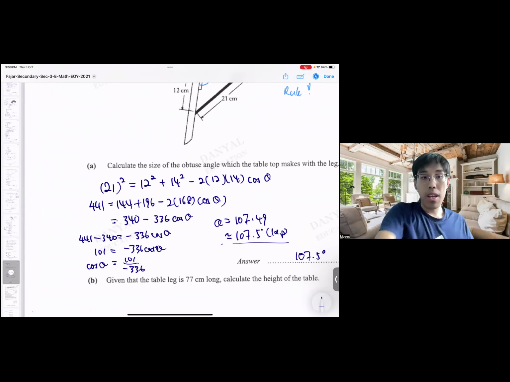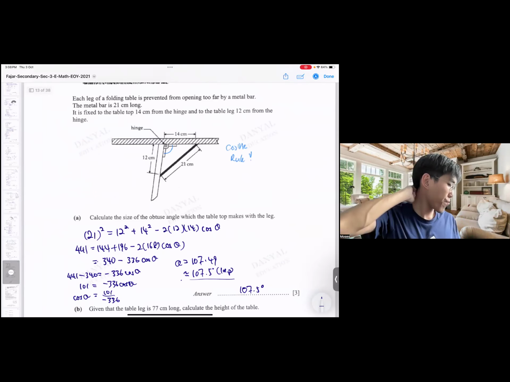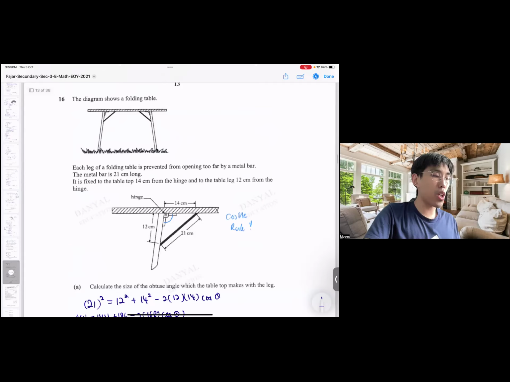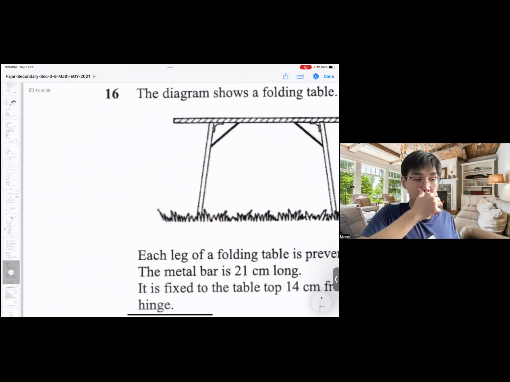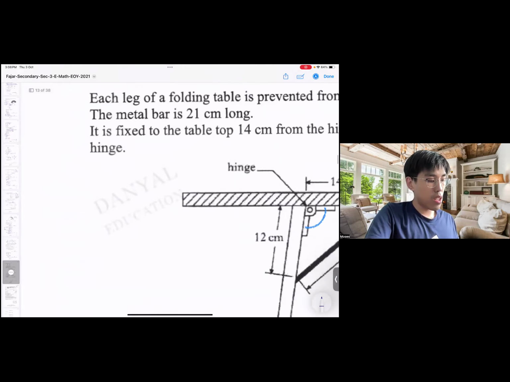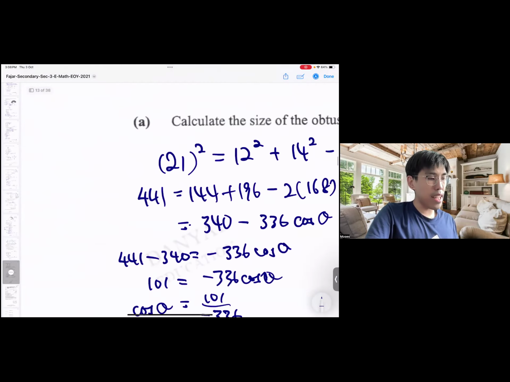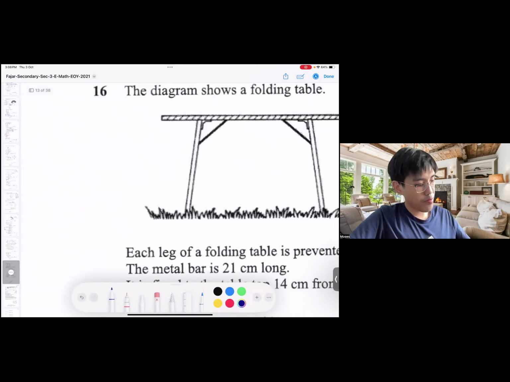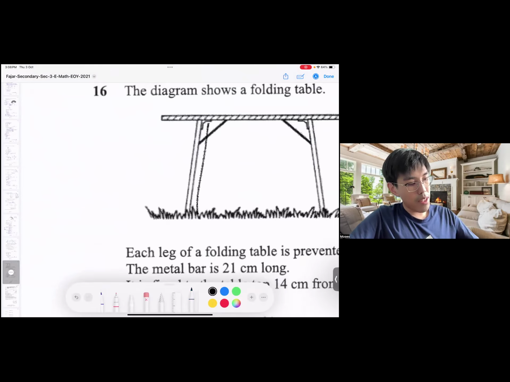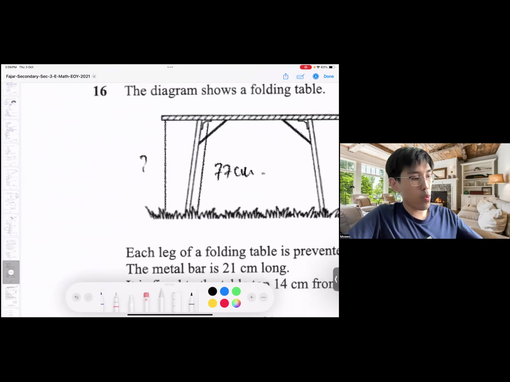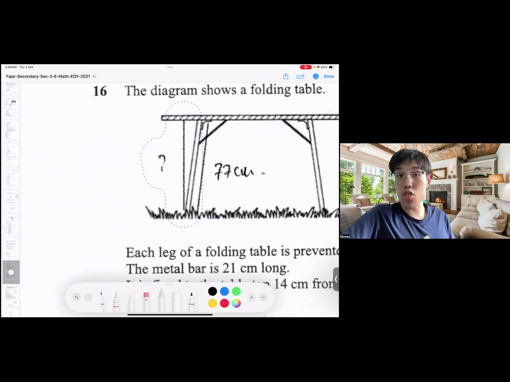Okay? Slowly do. Okay, given the table leg is 77 cm long, calculate the height of the table. Okay, this one needs a bit of extension because we need to understand what is going on in this table here. So they say that the table leg is 77. So this part is 77. I need to find the vertical height. What is the height here? Look carefully. If I were to move this part closer to here, do you see it actually forms a right angle triangle as well?